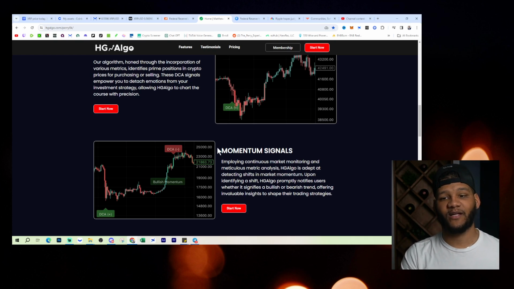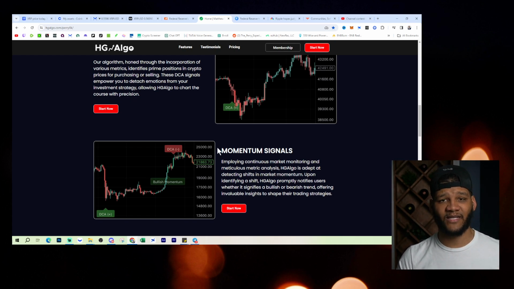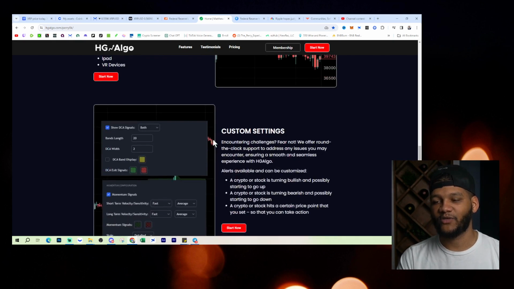I always try to recognize bullish momentum signals or find different places to dollar cost average, but I've been doing it manually by using RSI and things like that. If you have everything in one place, it makes it so much easier to dollar cost average into a play. So definitely go and check that out.